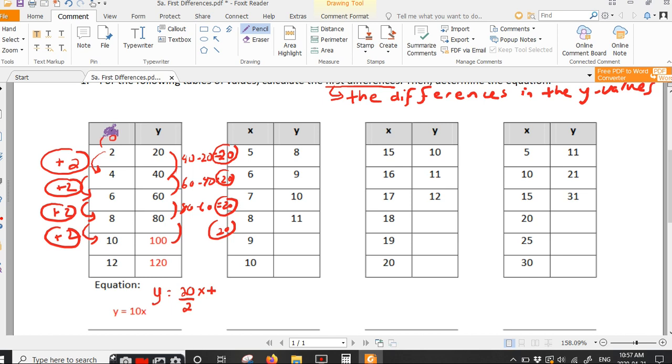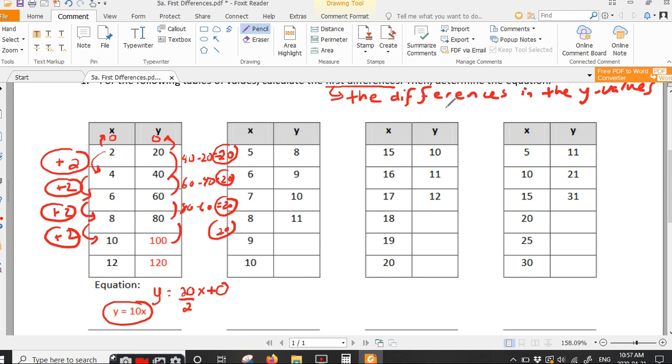If I go back to 0, well, I know it's a difference of 20, right? Which means this was supposed to be plus 20, plus 2, so minus 2, minus 20. This is actually plus 0. Okay? And that's how I got y equals 10x. 20 divided by 2 is 10. Okay? Let's take a look at this second example.